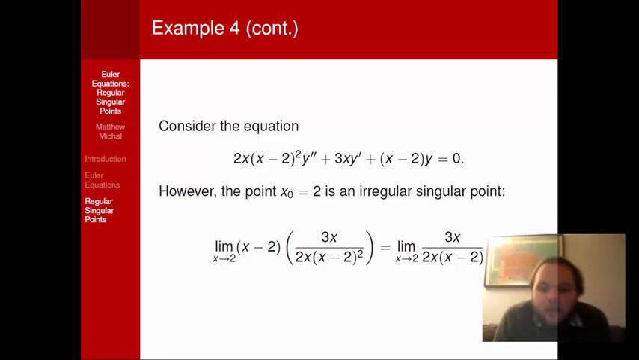Unfortunately, it doesn't work. Plug in my x minus 2 in front, and 3, my q of x over p of x. Unfortunately, because there's that square term there, and there's no x minus 2 term here, it doesn't cancel out like it should if it was a regular point. So because this limit does not exist, we call it an irregular singular point.